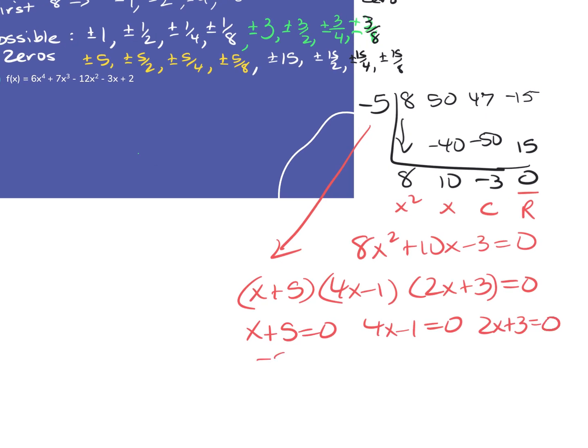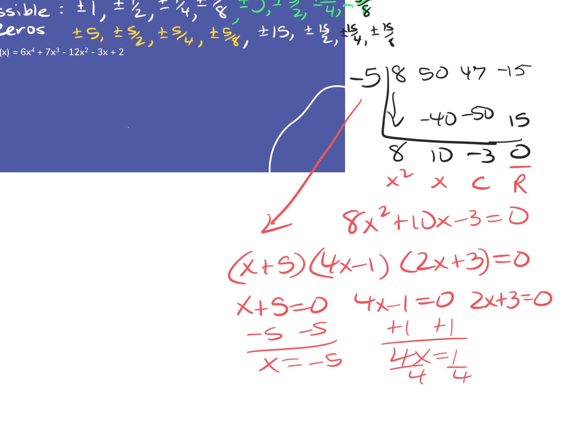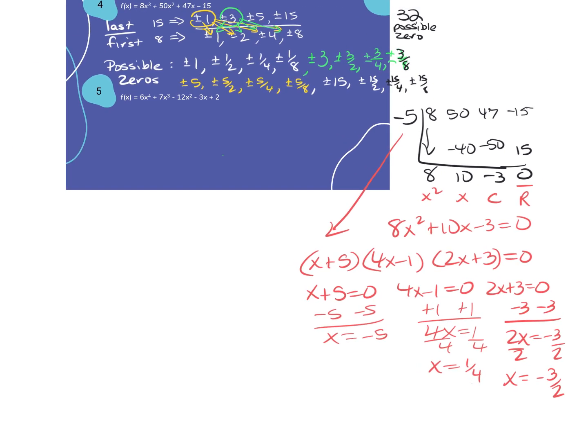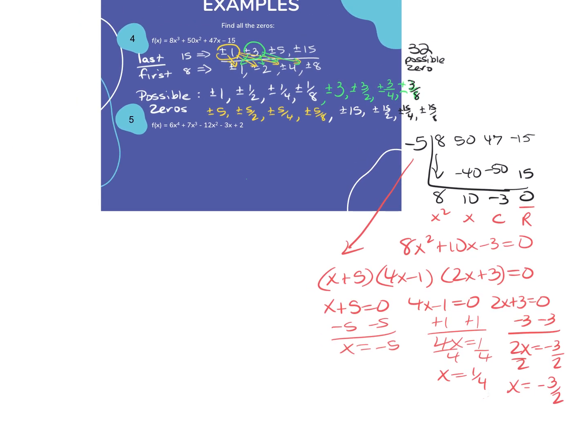And then solve. So the first 0 was the -5. That's the one I used. Divide by 4. X equals -1/4. Over here, subtract 3. 2x equals -3. Divide by 2. And x equals -3/2. So, and there are your 3 zeros. Again, remember the power in the original polynomial, that largest exponent tells you how many zeros you're looking for.